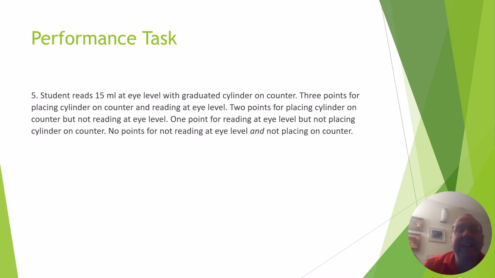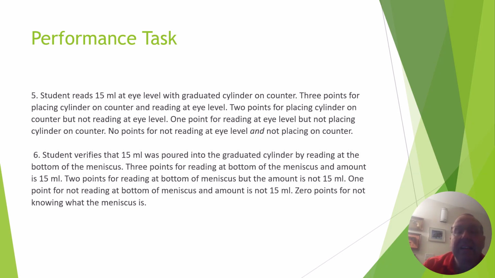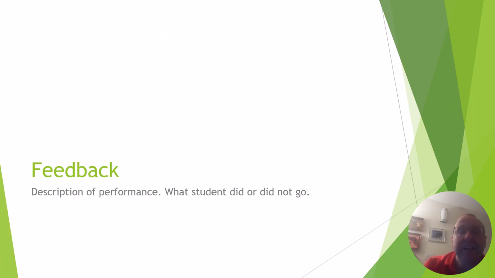Then reads 50 nails at eye level and reading at the bottom of the meniscus. And doing it on the counter so the fluid doesn't move and they're getting the most accurate measurement. Key takeaway 4: make sure it's clear to students what is good, moderate, and poor work, and sometimes you might have even more categories than that.